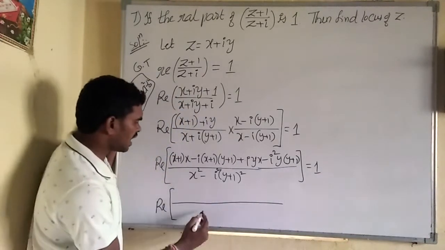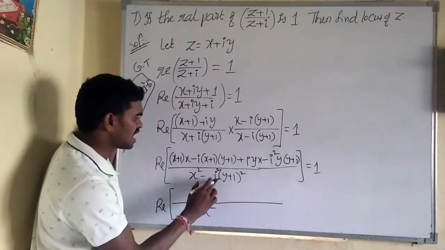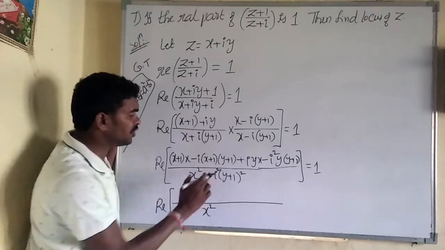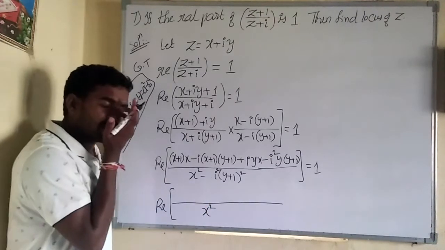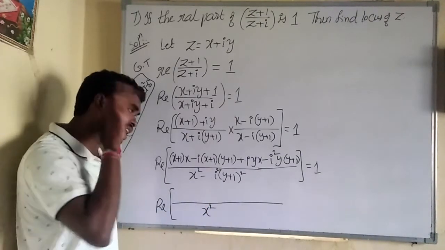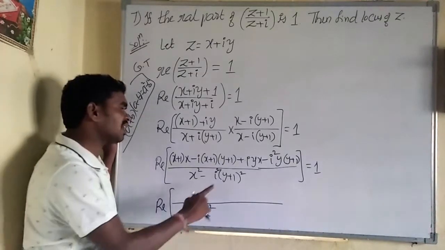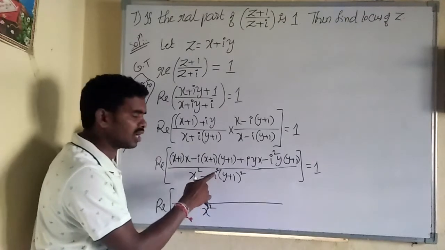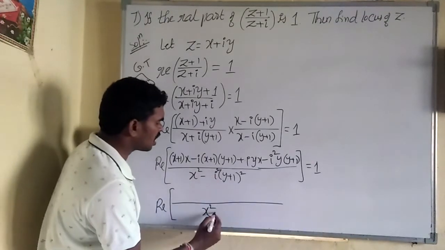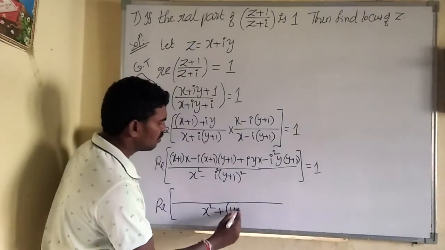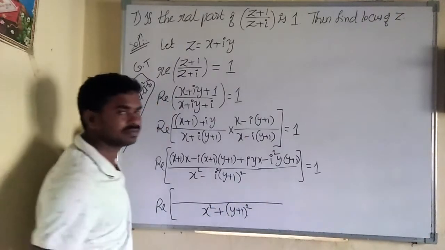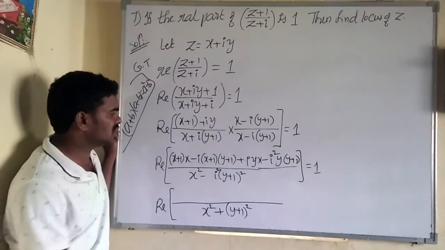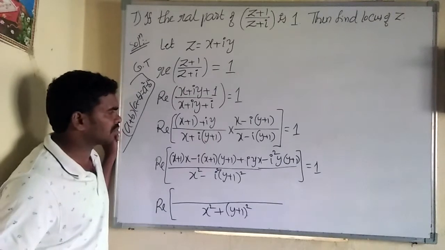Then the real part. See the denominator x square, here it is i square. What is the i square value? In this complex number, not only in this one, wherever i is there, the i square value is minus 1. So minus 1 into minus becomes plus, so x into y plus 1 whole square. Keep it, and simplify the numerator.